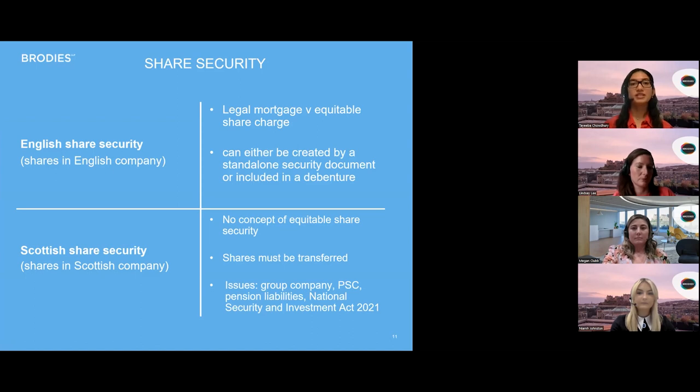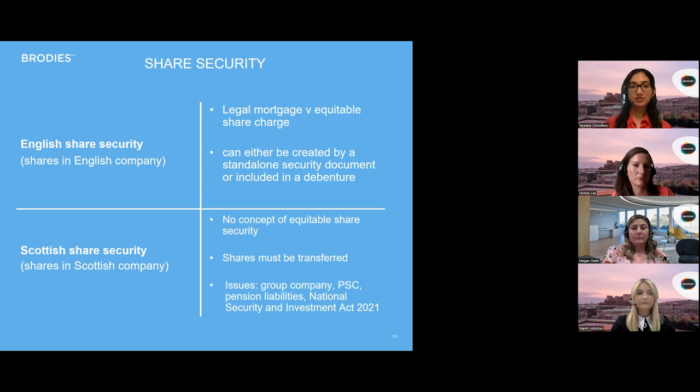However, much more common is for share security in an English company to be taken by an equitable share charge. Under this type of share charge, the shares are not transferred to the security holder at the time the security is granted. So where a share charge is granted, the grantor will typically hand over to the security holder the share certificates with signed but undated stock transfer forms, which will only be dated in the event of enforcement action being taken. Under English law, a share charge gives equitable security rights even though the shares are not transferred to the security holder. As we progress, we will see this is very different from Scots law.